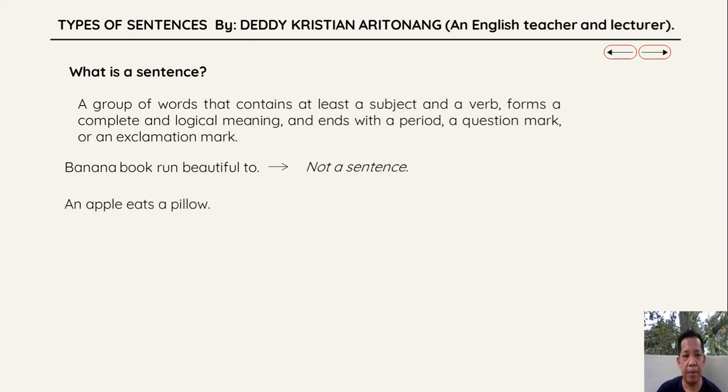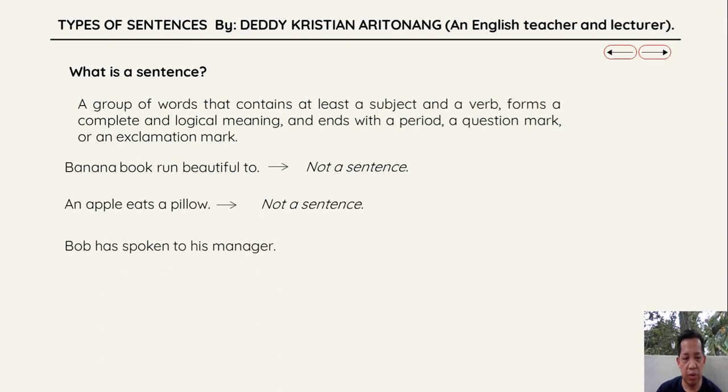What about an apple? It's a pillow. It's a group of words, yes. It has a subject and a verb. An apple is the subject. A verb here, it's is the verb here. But since it does not have complete or logical meaning, then this is not a sentence. It is impossible for an apple to eat a pillow. So this is not a sentence.